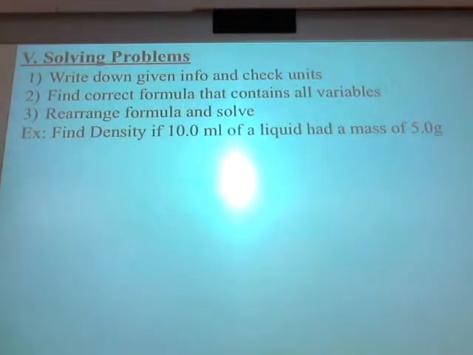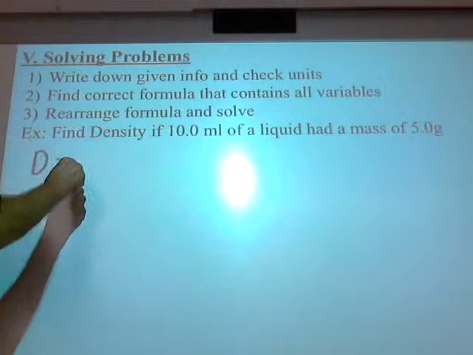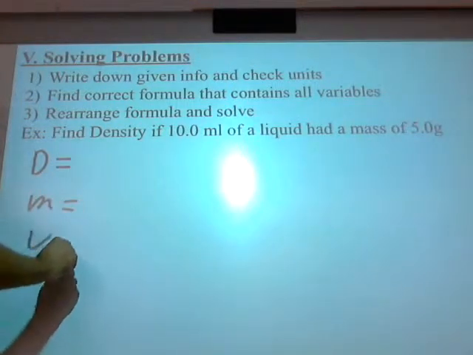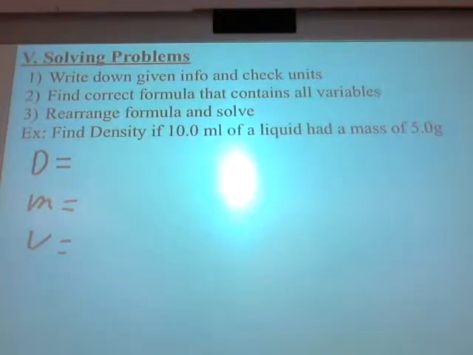Write down the given information and check the units. Let's do that first for this guy. What's my given information here? There are 3 variables for density. Again, what are the 3 variables? Density, mass, and volume. So I'll write down to the side here D, M, and V. Okay, write those down to the side.